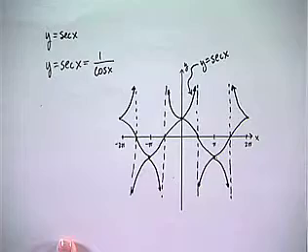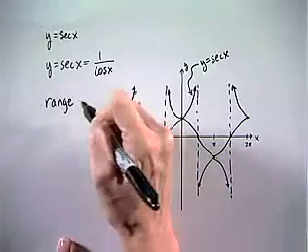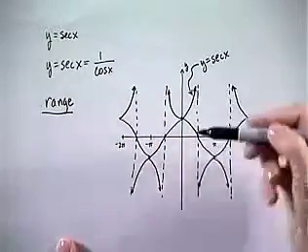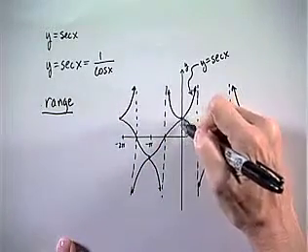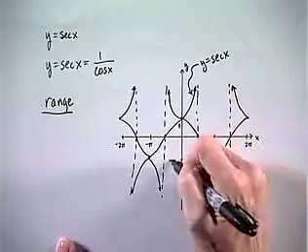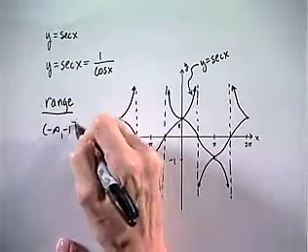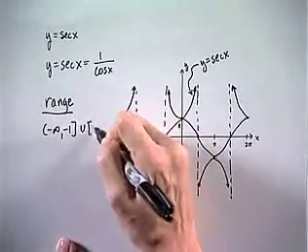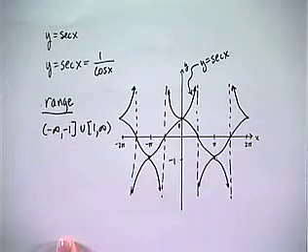Let's write down its range and make note of that. The range of the secant, if you see that if this particular point is 1 in the y direction and negative 1 is here, the secant extends from negative infinity to negative 1 and from positive 1 to positive infinity.